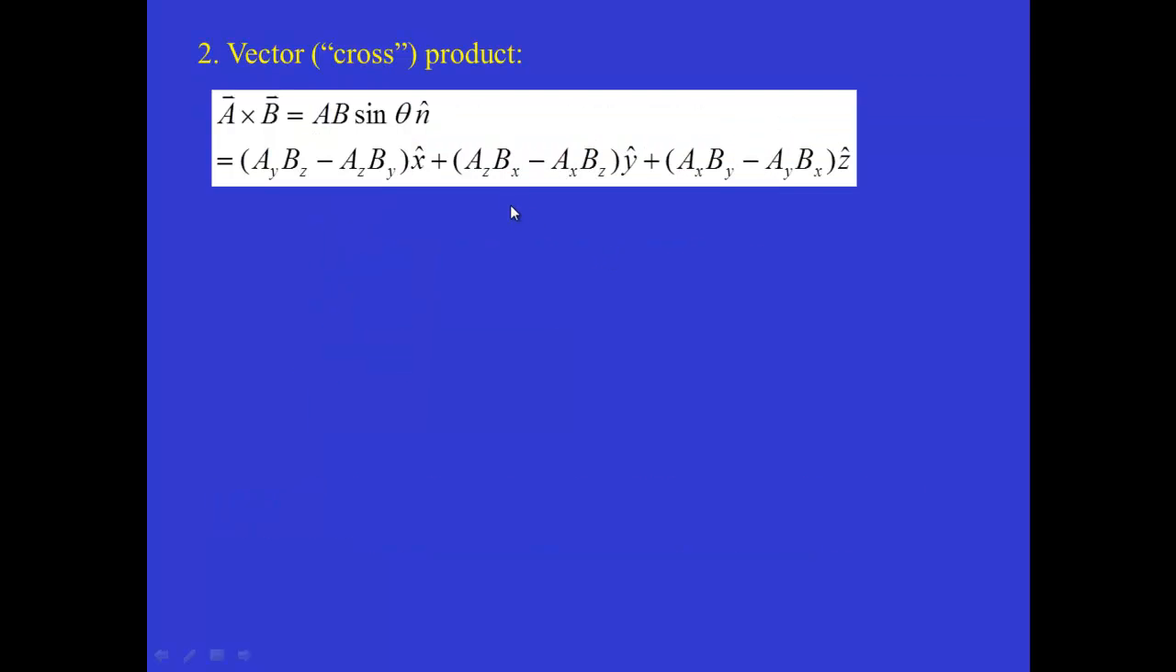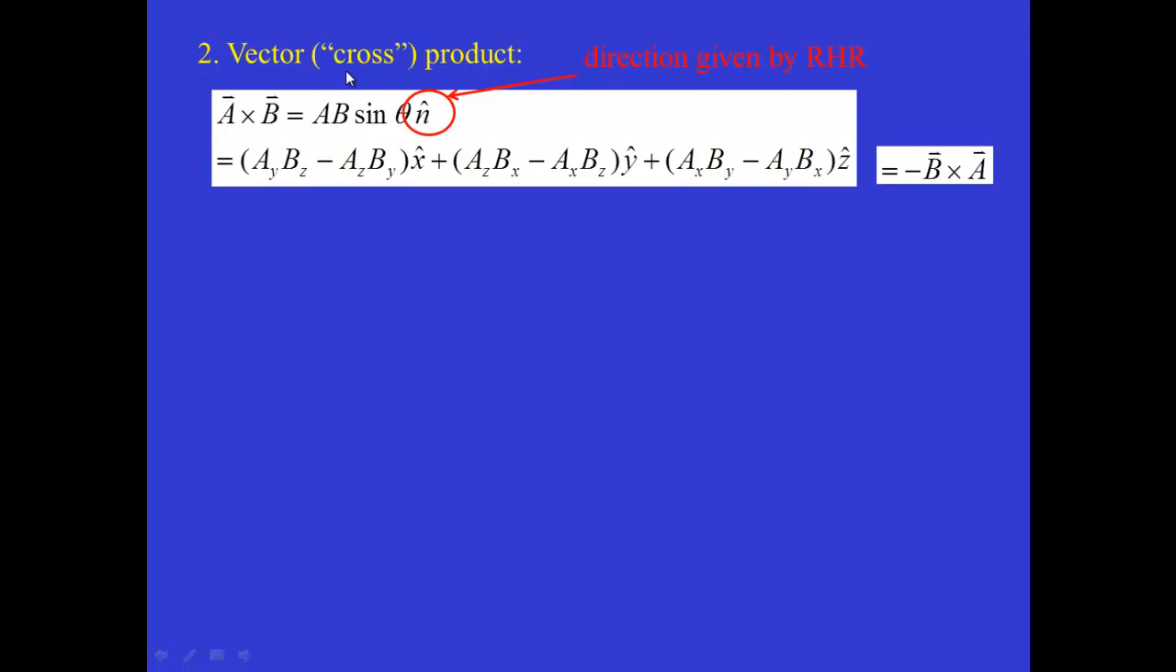Then there's the vector product, also called the cross product. This turns out to be a vector, which is why it's called the vector product, and it's given by the product of A and B, their magnitudes, times the sine of the angle, and the direction is indicated by this n hat unit vector, and that direction is given by the right-hand rule, which you should be familiar with from previous courses. In component notation, there's a rather complicated expression for the cross product. You will have to use this in doing some of the homework problems, especially those that involve derivations or proofs.